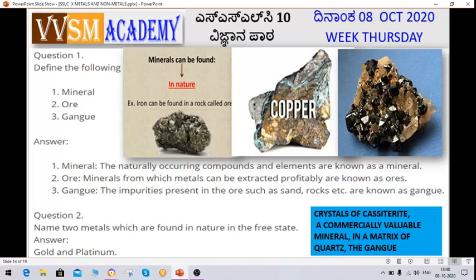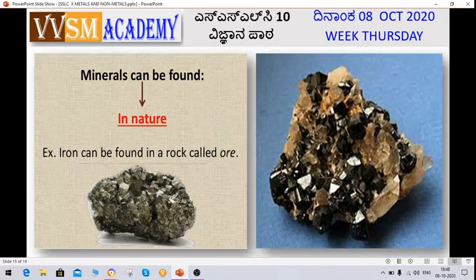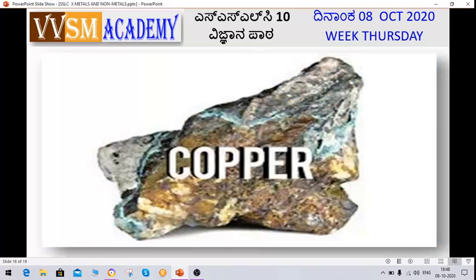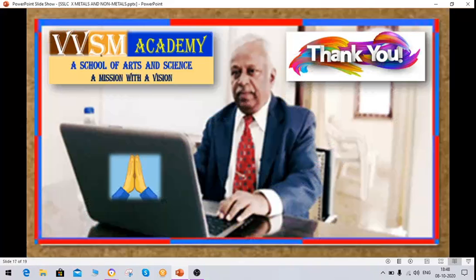Question number 2. Name 2 metals which are found in nature in the free state. Gold and platinum. Gold, you know, occurs freely in nature. Platinum is also found free. Minerals can be found like this. This is important. This is copper ore, chalcopyrite.